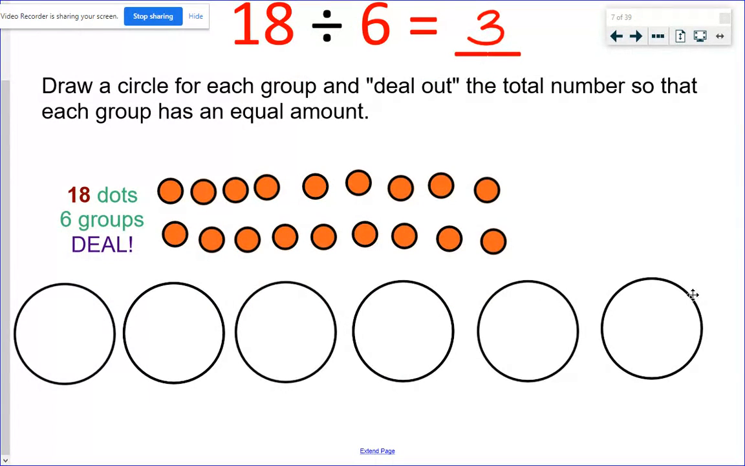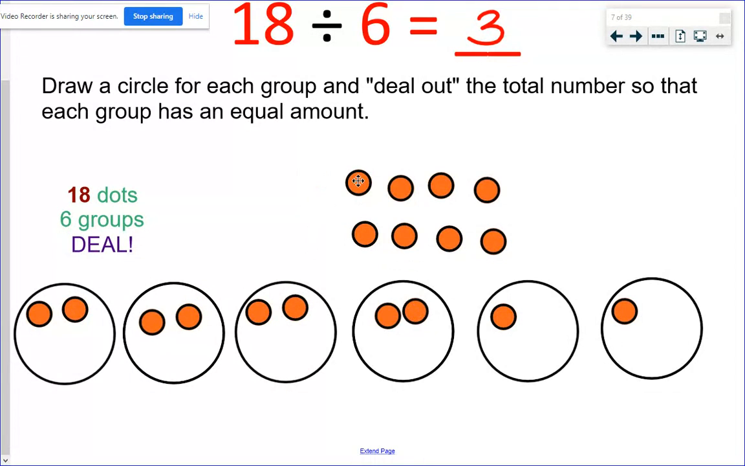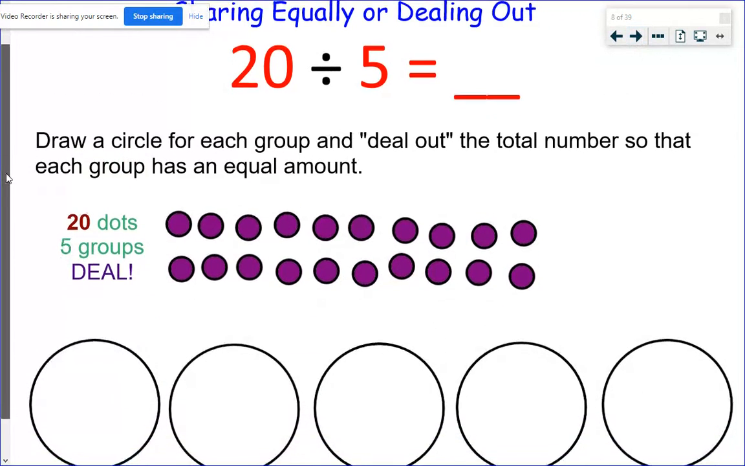18 dots. We already have our 6 groups here, so we're going to just deal those out and count up to 18. 1, 2, 3, 4, 5, 6, 7, 8, 9, 10, 11, 12, 13, 14, 15, 16, 17, 18. And after you deal out the 18 dots to the 6 groups, you see that each group gets 3. So 18 divided by 6 is 3. Let's try another one.